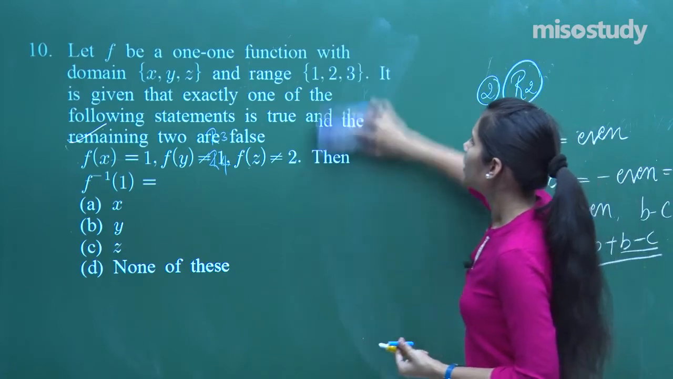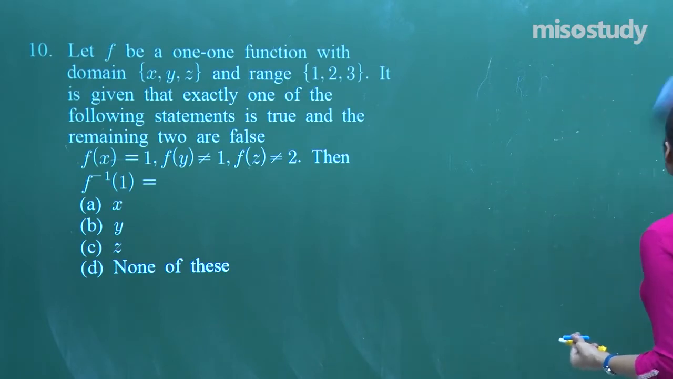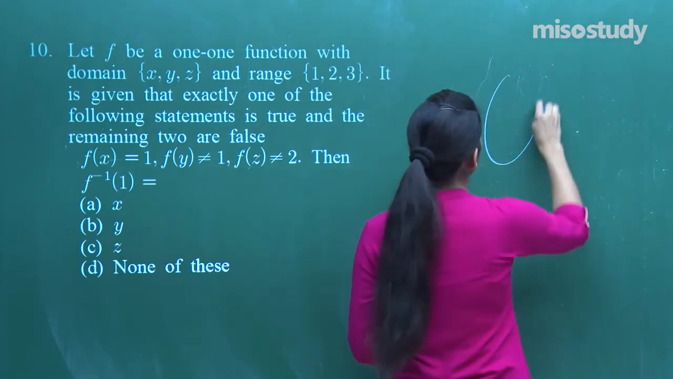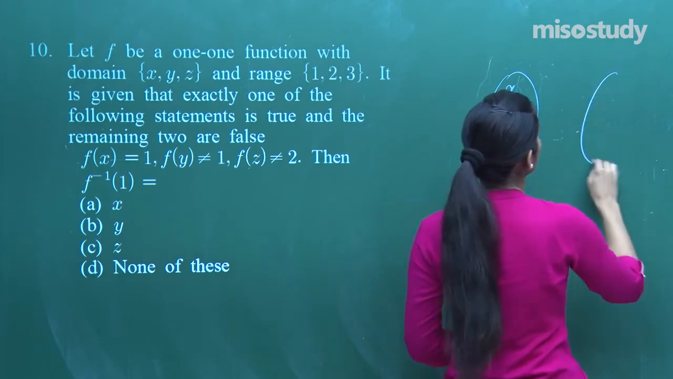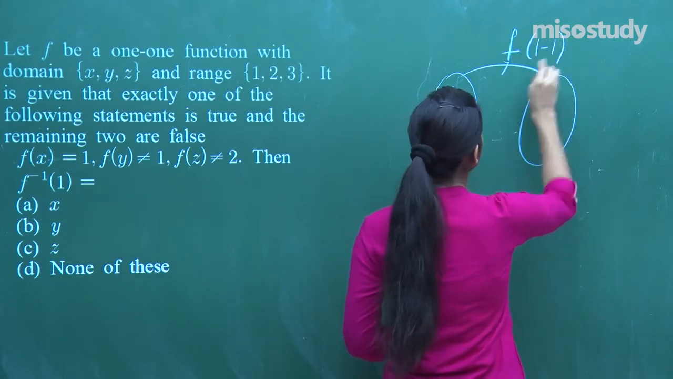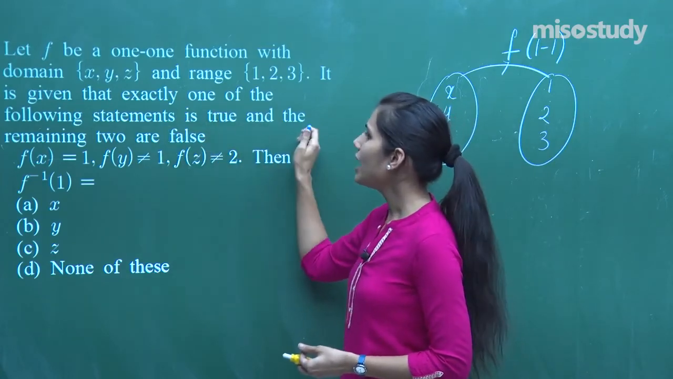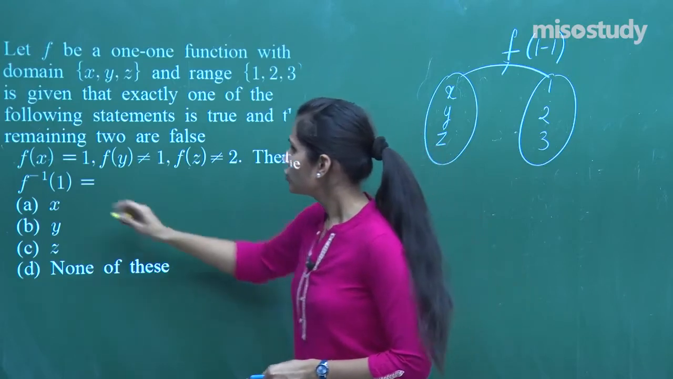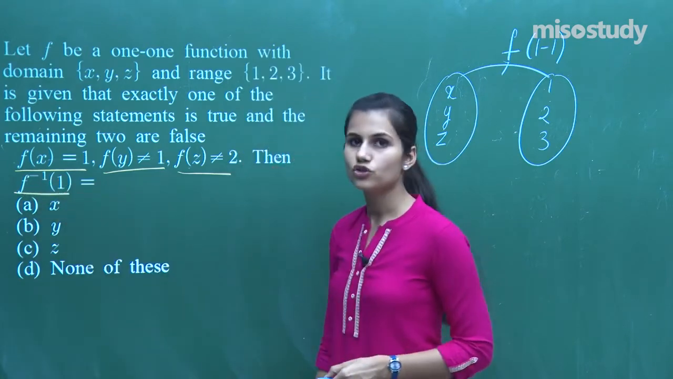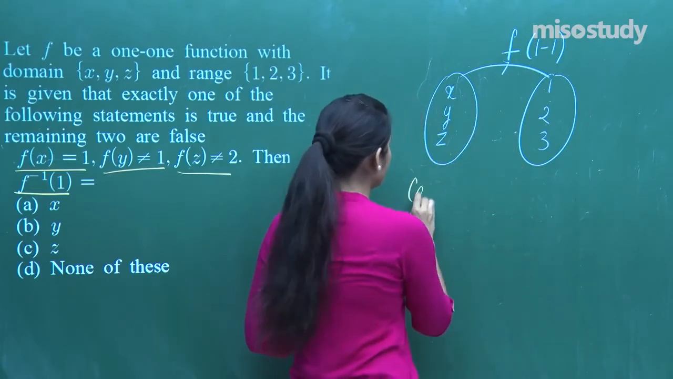Here we are given something about functions. Let f be a one-to-one function, okay? So f is given to me to be a one-to-one function. Domain is x, y, z, range is 1, 2, 3. So x, y, z is the domain, 1, 2, 3 is the range, and f is 1 to 1. Fine? It is given that exactly one of the following statements is true and the remaining 2 statements are false. So this is one statement, this is one statement, this is one statement. Then what is the inverse image of 1? 1 is sitting over here. What is the inverse image of 1? Suppose, okay, let's take the cases.